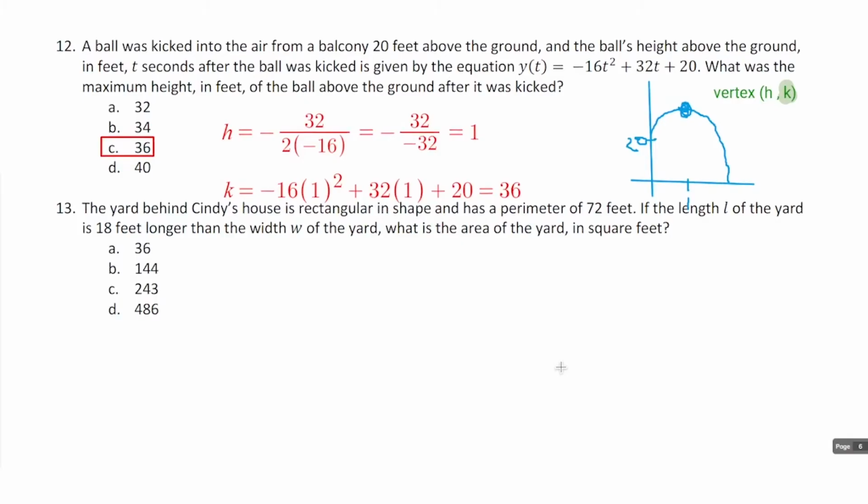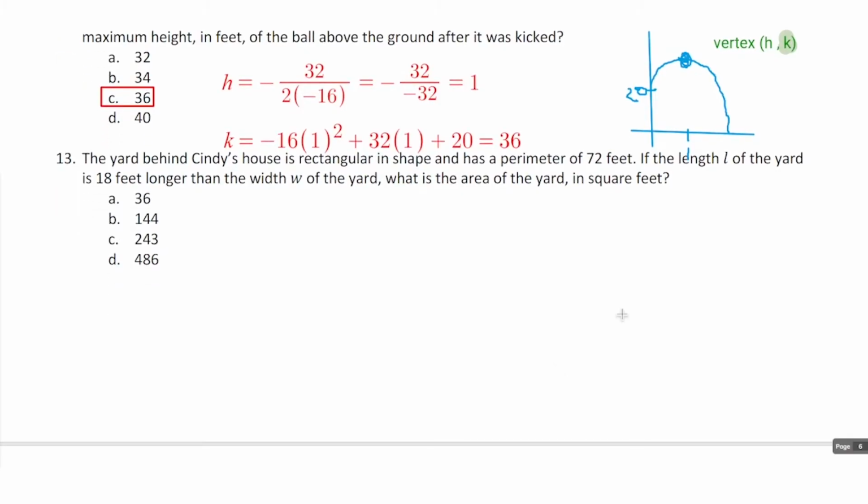Number 13 says the yard behind Cindy's house is rectangular in shape and has a perimeter of 72 feet. So 2 times the length plus 2 times the width is 72. If the length of the yard is 18 feet longer than the width of the yard, what is the area of the yard in square feet? So the area here is going to be length times width, and so we're going to need to find both the length and the width.